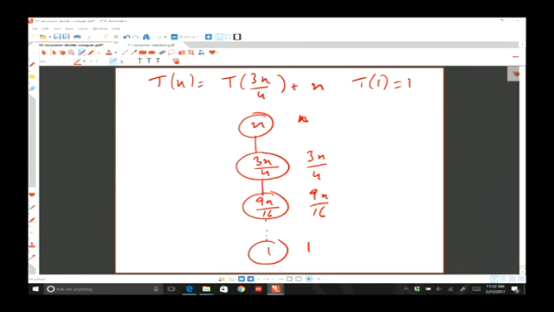Why? We want to add this up, right? But this is a geometric series, no? n plus 3n over 4, so it's n times 1 plus 3/4 plus 3/4 squared plus 3/4 cubed plus and so on. Even if you go to infinity, it still converges to a constant. So the total work here is linear, constant times n.